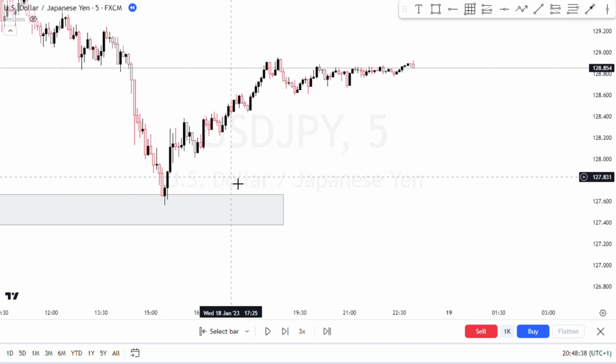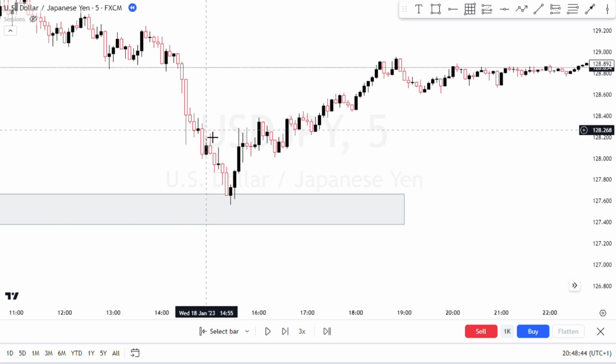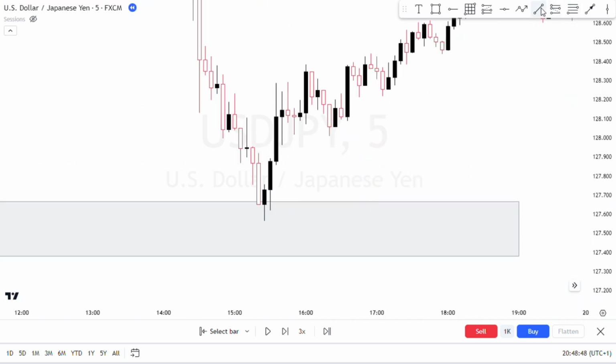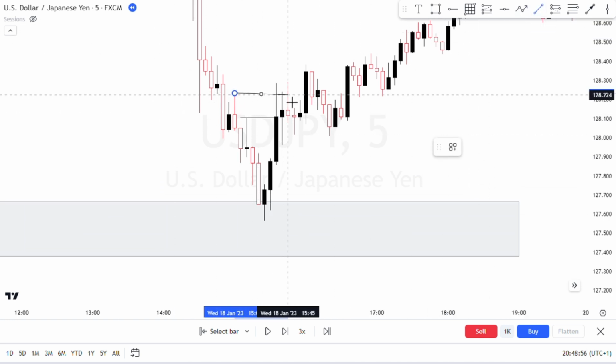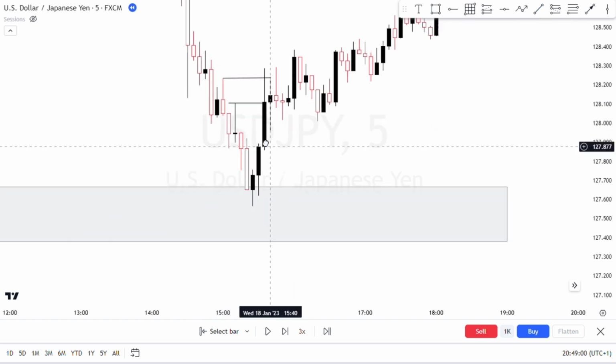On the 5 minutes time frame, you can see price ended up breaking this particular high and also this high. We have a break of structure here too. You have a break of structure here. Can you see these two different candles? Price ended up breaking them, and then this order block is what?